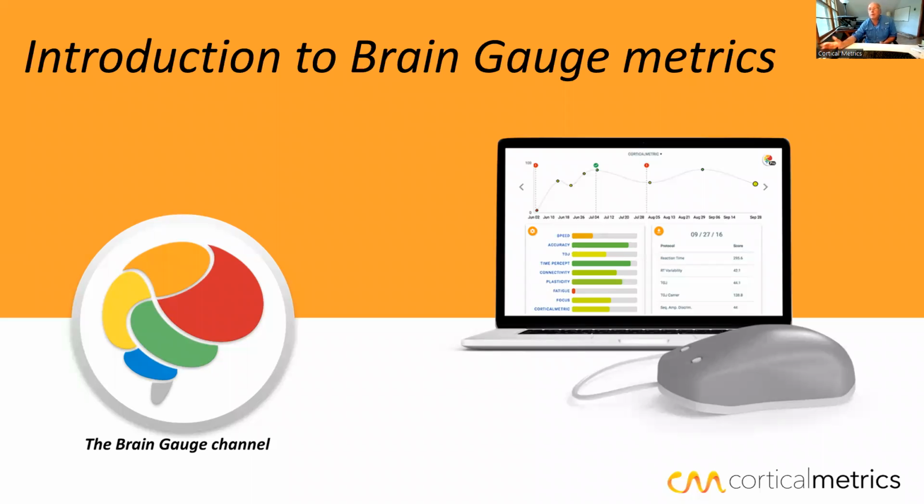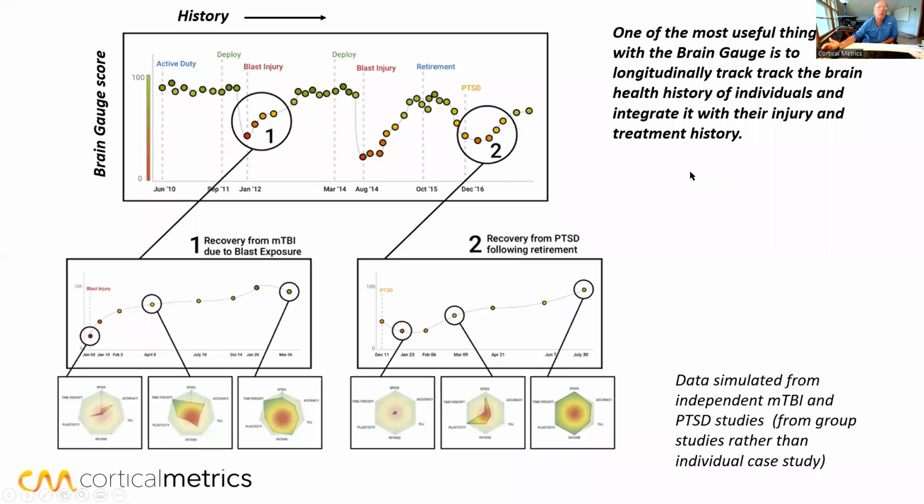I'm Mark Tomerdahl, and right now I'm going to give you a brief introduction to the Brain Gauge metrics section. In this section, we basically have different chapters or different videos about each of the individual scores that you obtain with the Brain Gauge. Now, most people are really just interested in the overall history or the overall timeline of brain health or brain function. And this is sort of an example of that.